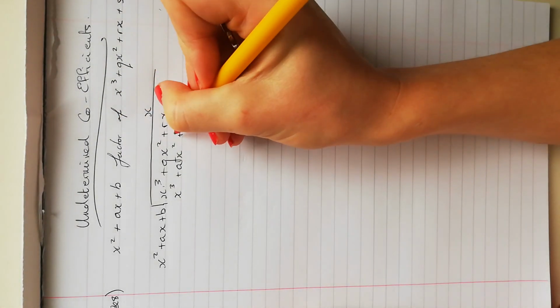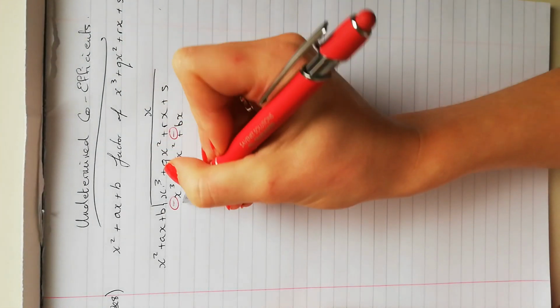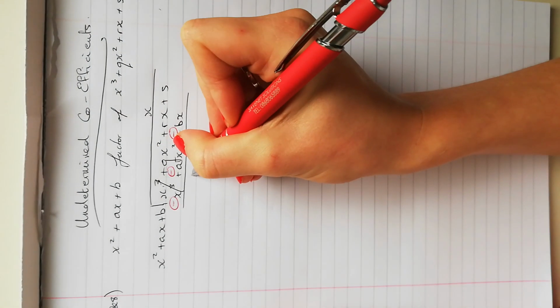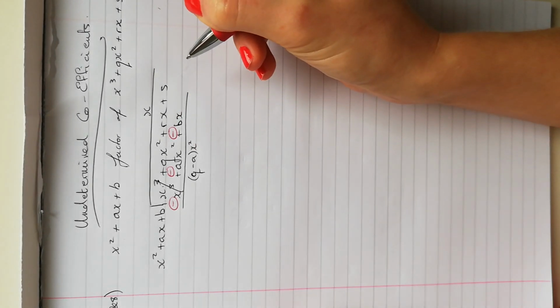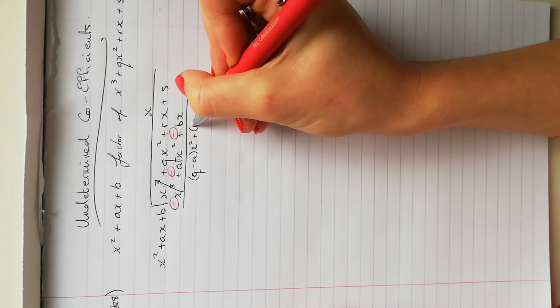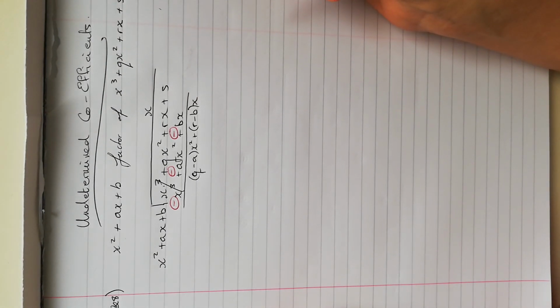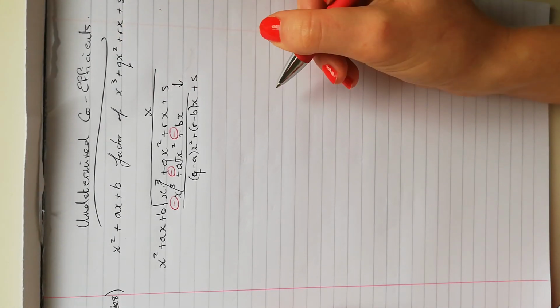Okay, and then change the sign and add vertically. Here I've got q minus a x squared, and then r minus b x. And that's the 4-step process done. So bring down your next term and go again.